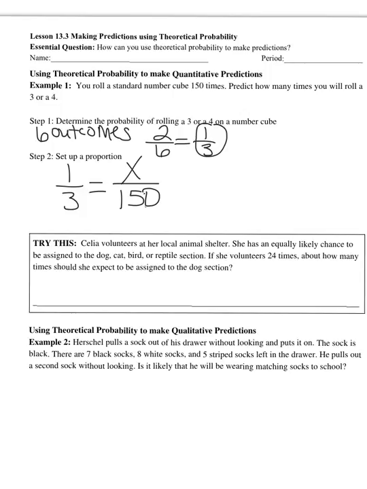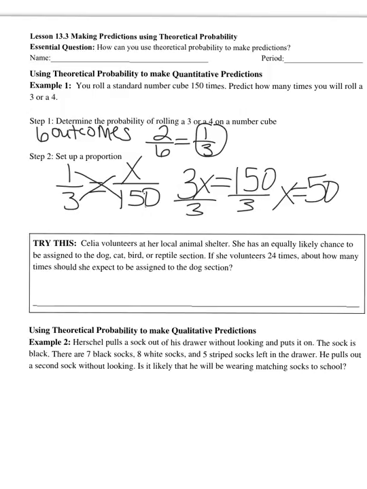Or I can cross multiply and set up an equation. So 3 times x is 3x. 1 times 150 is 150. And I divide by 3 on both sides, resulting in x equaling 50. So what that means is if I roll the cube, or the dice, 150 times, 50 of those rolls will be a 3 or a 4.